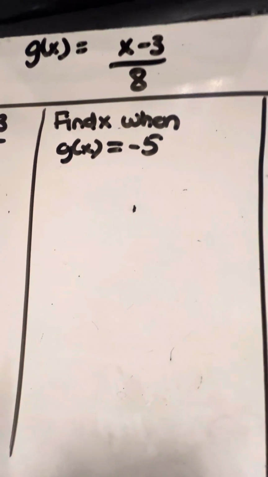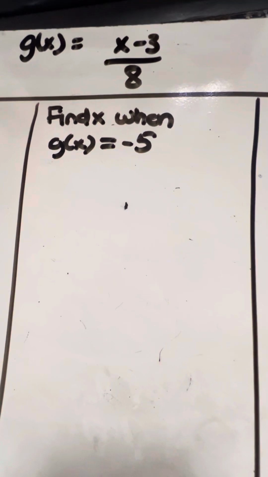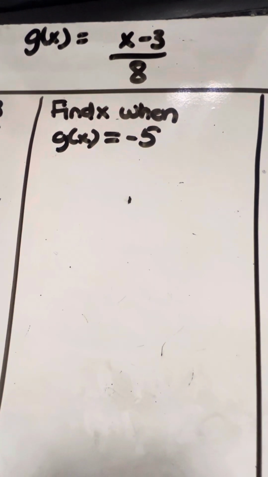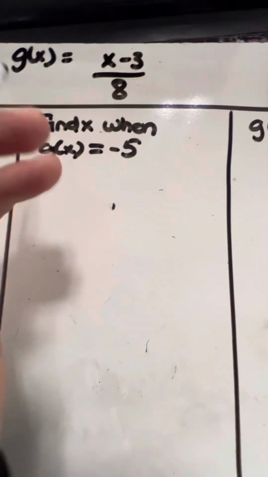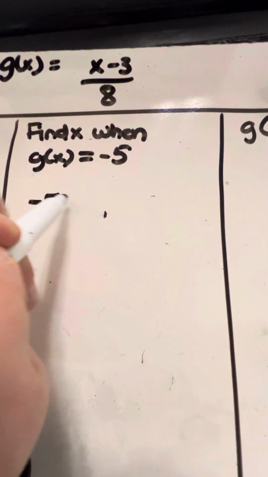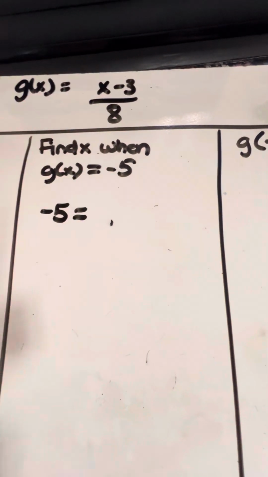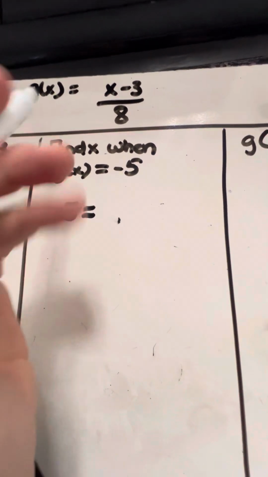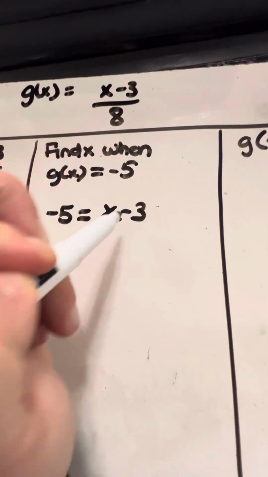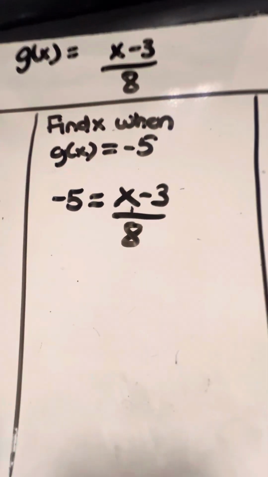Now on the flip side, we're asked to find out what the x value is when given the information that g of x is equal to negative 5. So that just means my answer is equal to negative 5. And so we are going to use the equation again right here, but we're just going to pop in negative 5 where the g of x is and replace that. And then we're going to go ahead and solve to get x by itself.